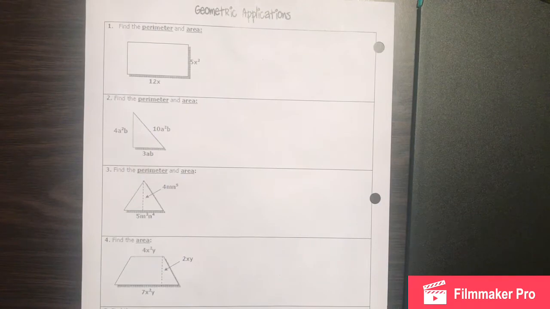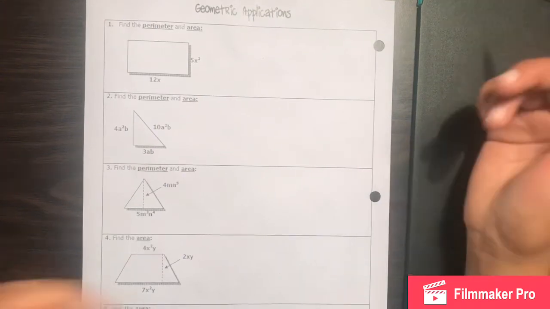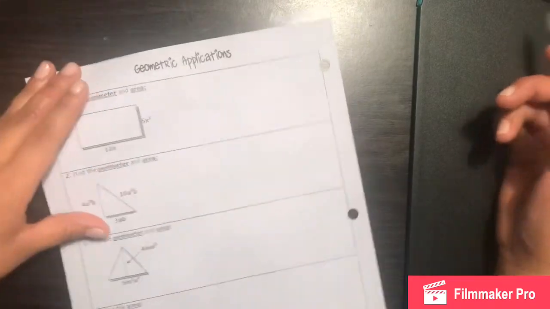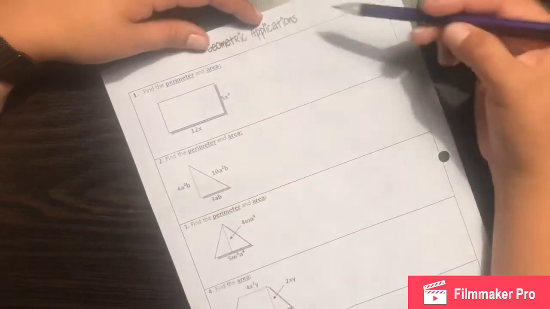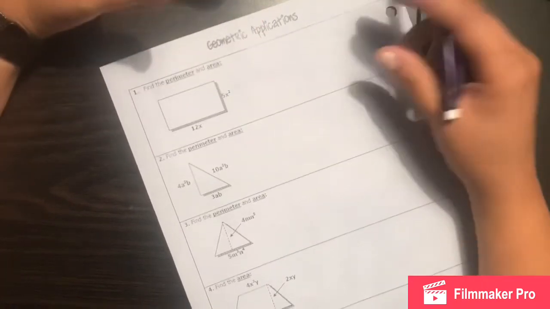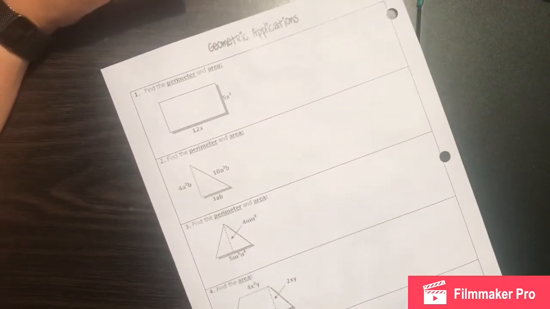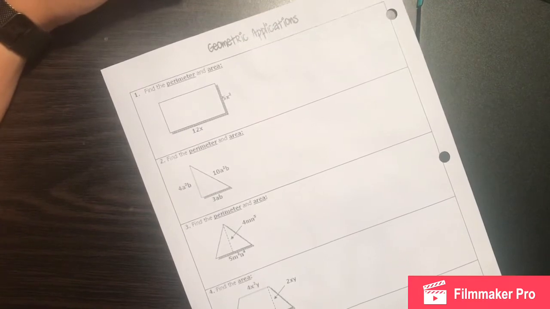Okay, so this is kind of like a side lesson. It goes along with the power rule notes, but I'm just going to go ahead and do it as a separate video. This is geometric applications to these exponent laws that we're learning, okay? So when we're dealing with shapes.